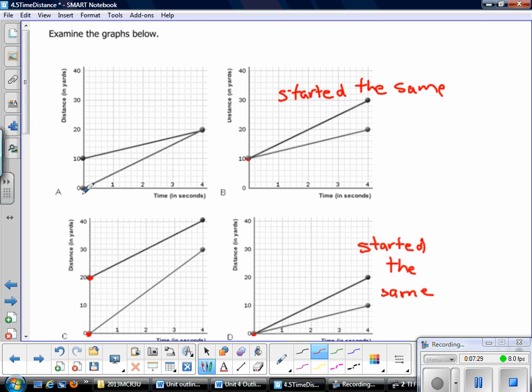And this one here, I think we were right. So this one started at 0. This one started at 10. Okay, so the correct one would be this one. Why? By reading the graph, one started at 0. One started at 10, which was the answer they wanted. Okay, now we go down and see the next question.